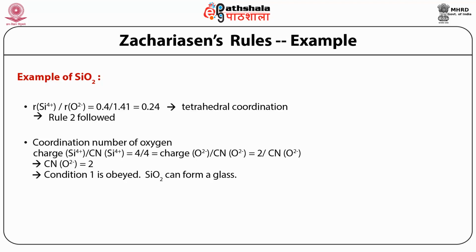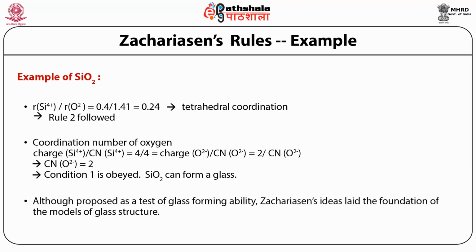It should be noted that Zachariasen only proposed that an oxide may form a glass if certain conditions are met. He proposed the random network based on the similarity of the structure and the internal energy between the crystalline and glassy form of the oxides. Although proposed as a test for the glass forming ability, these ideas have become the basis for the glass structure, which we will be discussing later on.